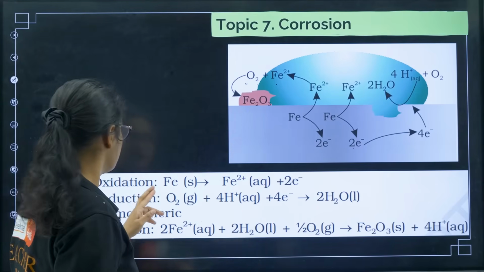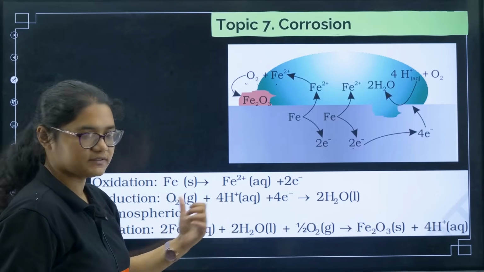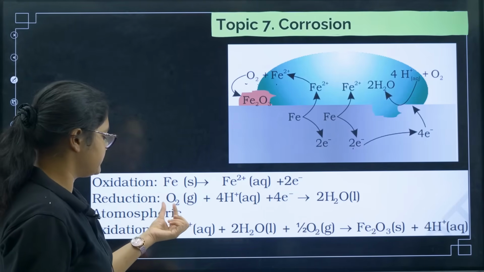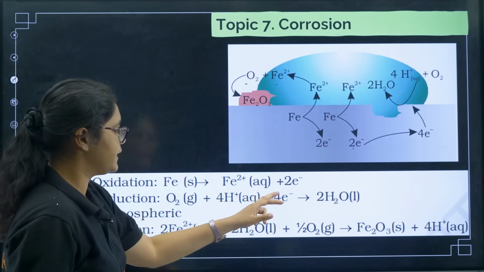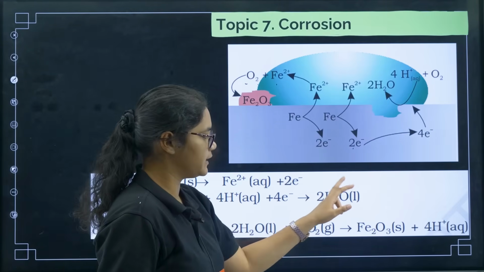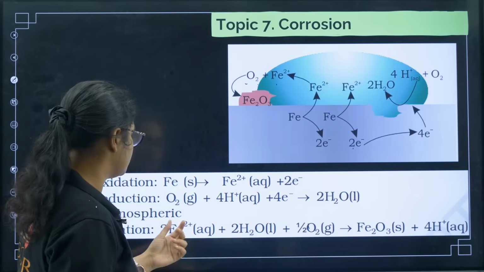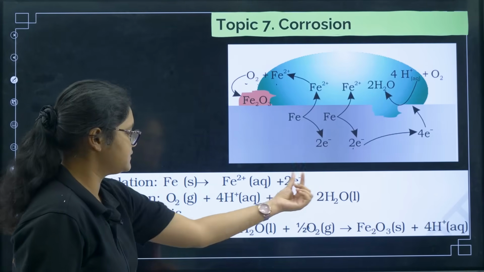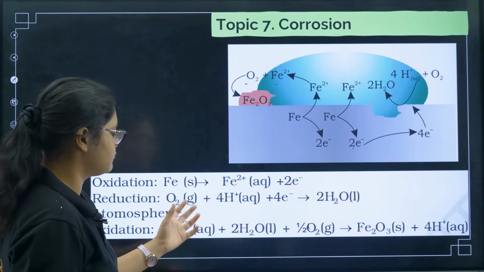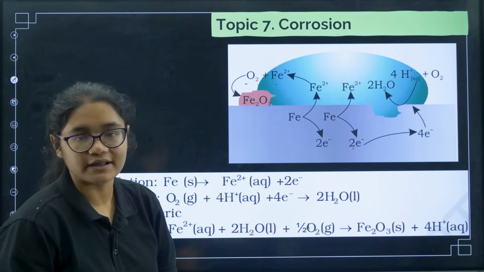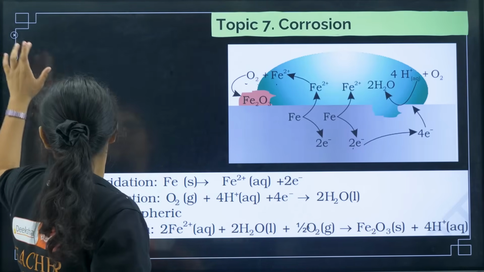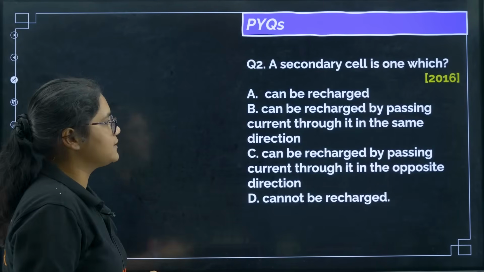You can check here, oxidation first: Fe undergoes oxidation, then O2 present in the atmosphere with the H+ that is also present in the atmosphere takes these electrons and gets converted to H2O. Now this Fe2+ and this H2O and some amount of oxygen combine to give you oxides of iron, which is nothing but rust. Okay, fine. Next we'll see some PYQs.